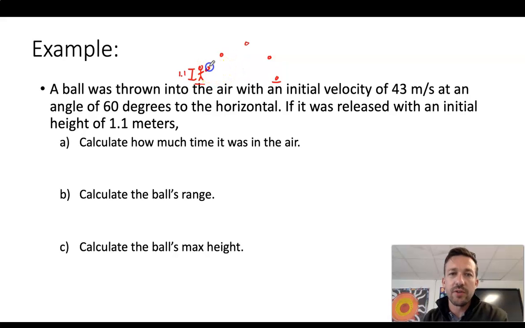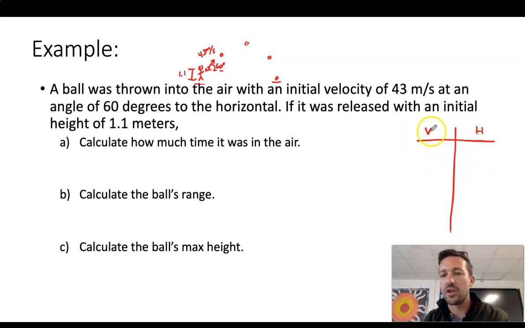It was thrown with an initial velocity of 43 meters per second, and it had an angle to the horizontal that was what was it, 60? Okay, so there's my little drawing here. It's everything that was given to me, right? So it says calculate how much time it was in the air. So first thing you should be doing here is setting up your givens, okay? And you should separate them so you got your vertical givens and your horizontal givens.